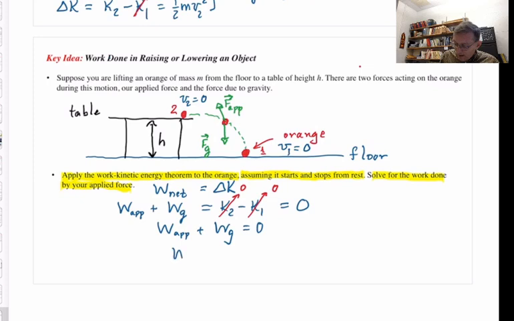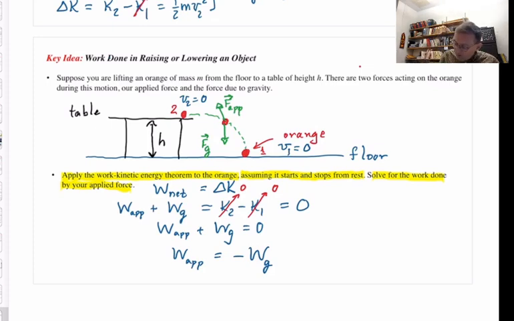So my applied work at the end of all this is just the negative of the work done by gravity, even though my applied force isn't constant. No matter how complicated my applied force is, if the orange starts and stops at rest, then my applied work is just the negative of the work done by gravity. And that's an easy way to get W applied.